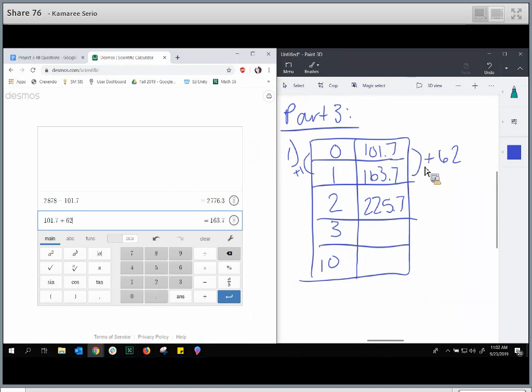So again, when I'm going from 1 to 2, I'm adding 1 day, which means I'm adding 62 miles. Okay, so you have this 163.7 plus 62, and that's how I get this number here.